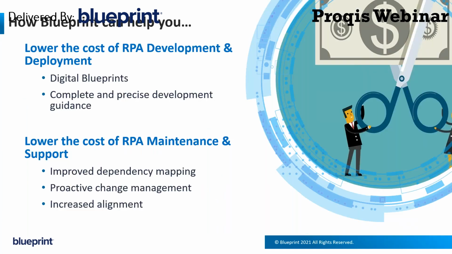So now, let's jump into Blueprint's Enterprise Automation Suite and see how our solution precisely helps you lower your RPA maintenance, support, development, and deployment while producing higher quality automations that really maximize the ROI of your RPA investment. Now, first off, I'm going to show you precisely how Blueprint helps lower the cost of RPA development and deployment with digital blueprints and better guidance for RPA developers ultimately.